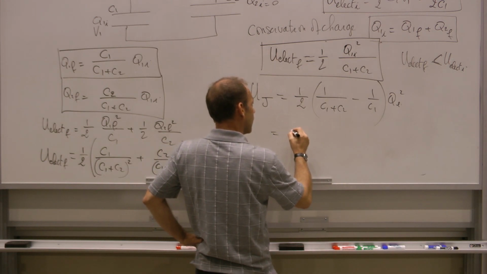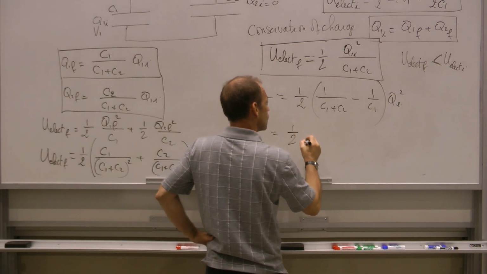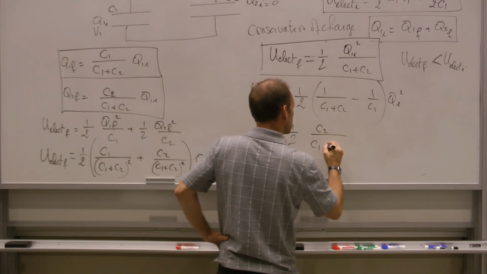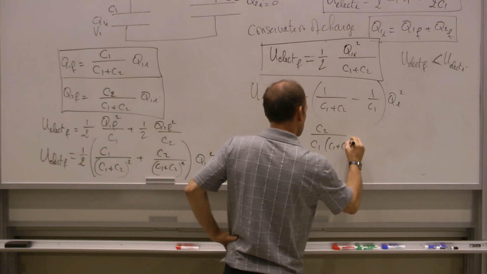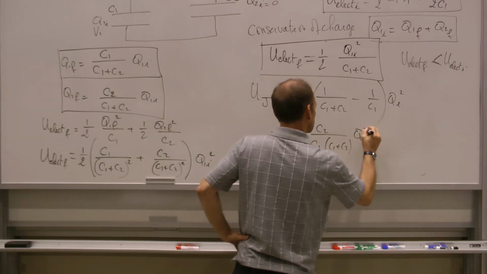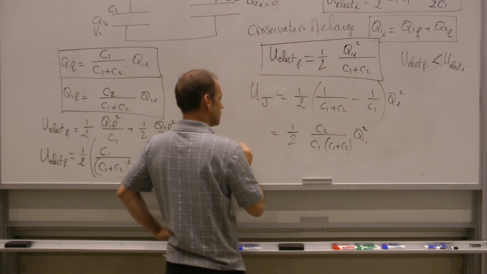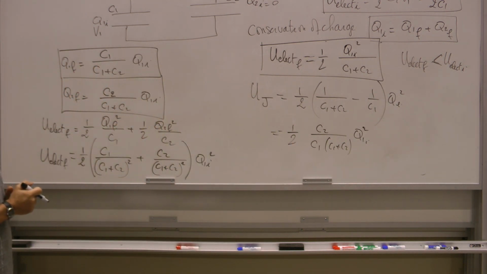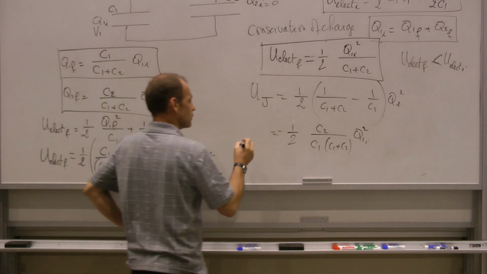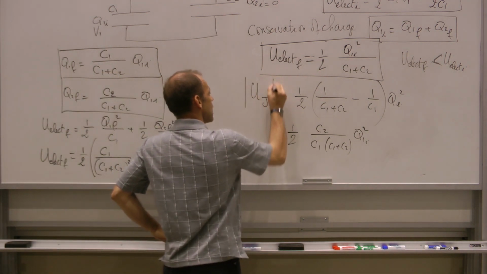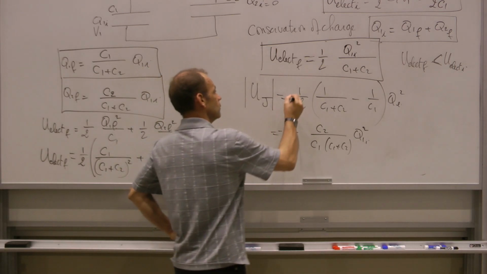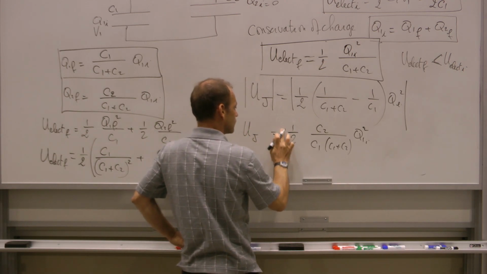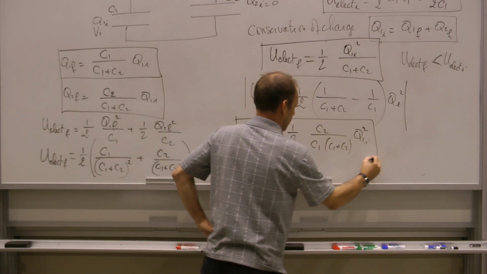That would be 1/2 of C2 divided by C1 plus C2, Q1 squared, with a negative sign because this is energy that's been released. We have less energy than we had. So if you wanted just to calculate the amount of electric potential energy that's released from a thermal perspective, you'd have a U joule as just 1/2 of that value.